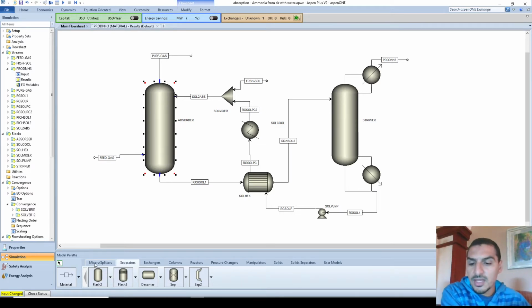In the separator tab, we have 5 different things here. We talked about the first 3. The first one was discussed in detail in a previous video, which is the simple flash separation, and we did the calculations for this before. The flash 3 is for 2 liquid phases, so you have vapor and 2 liquid phases, and the decanter is for 2 liquid streams. So there is no vapor phase here.